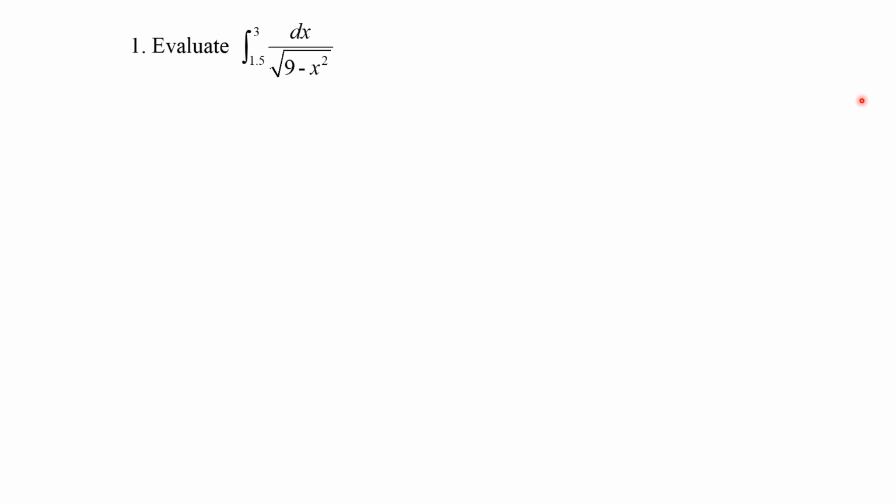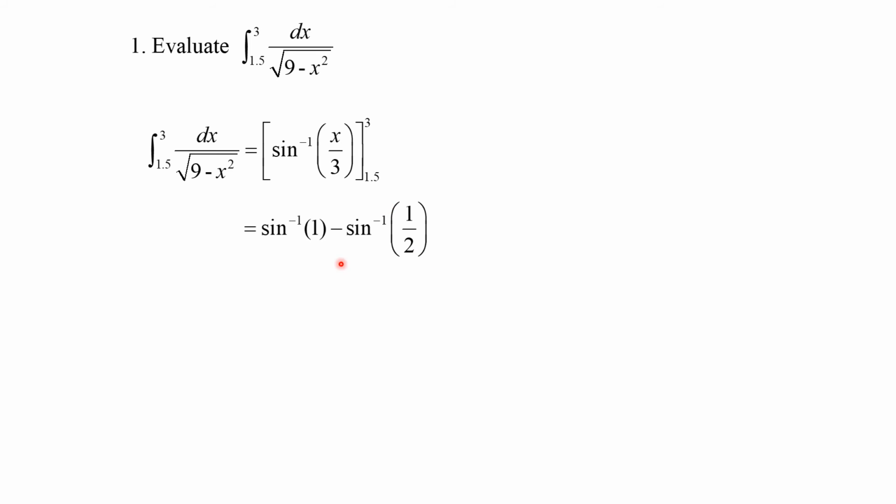Now we will look into the next example where we need to integrate 1 over the square root of 9 minus x squared. So this is very clearly related to the previous slide, where it is 3 squared minus x squared. So the resultant is the inverse sine x over a, and the a here is 3. And then the limits stay the same, 3 and 1.5. So you substitute 3 over 3, minus substitute x as 1.5.